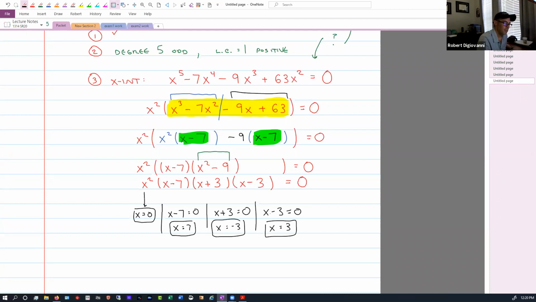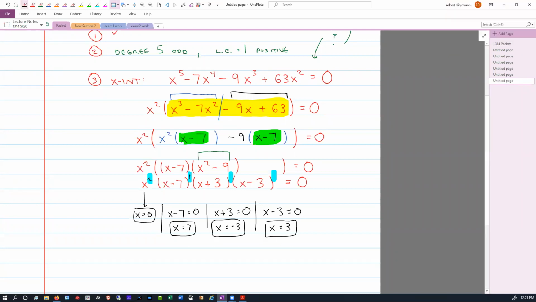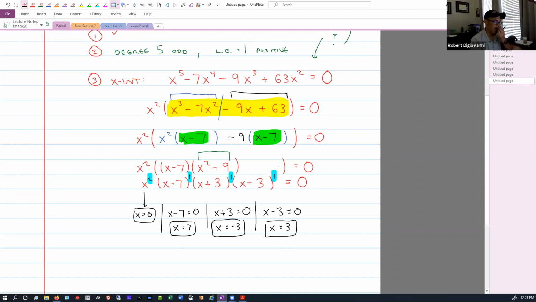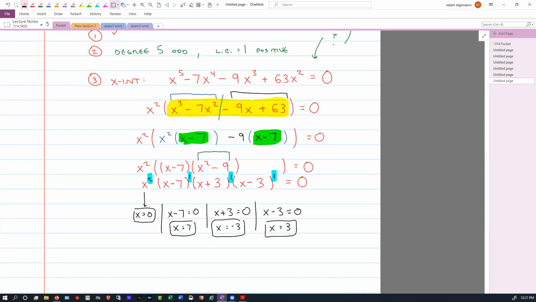What do I still need to determine? I'll give you a hint. What I put in blue there. Multiplicities, right? So I need to figure out if I'm going to bounce or cross at each of these. So what's going to happen at 0? Am I going to bounce or cross at 0? Bounce, because it's a 2. It's a power of 2 up there.